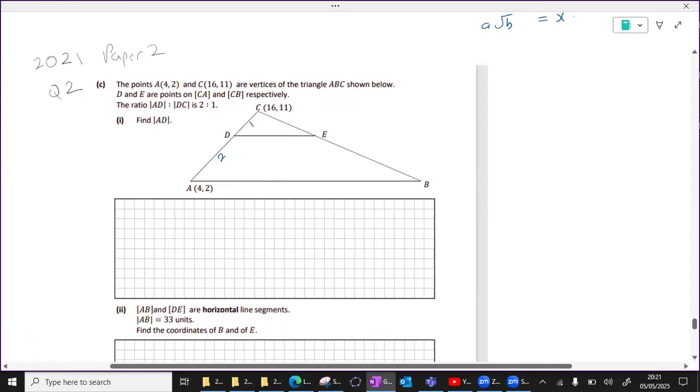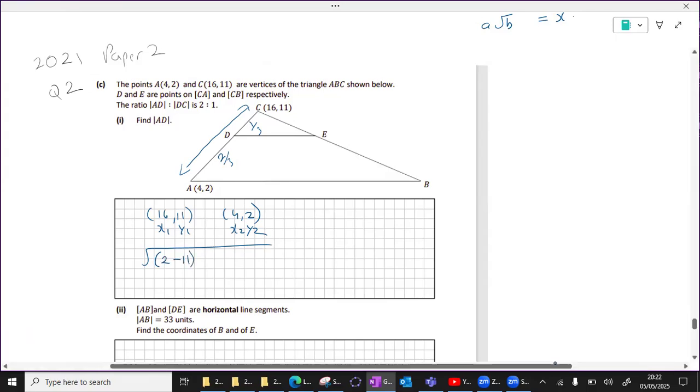Now, what I can do is find the full length from A to C using coordinate geometry, and then I can find out the length of my AD from there, because that's just going to be 2/3. So if it's in the ratio 2:1, that's 2/3, and that's 1/3. So that's what I'm going to do. I'm going to put down my coordinates, 16, 11, 4, 2, x1, y1, x2, y2, fill it into my distance formula.